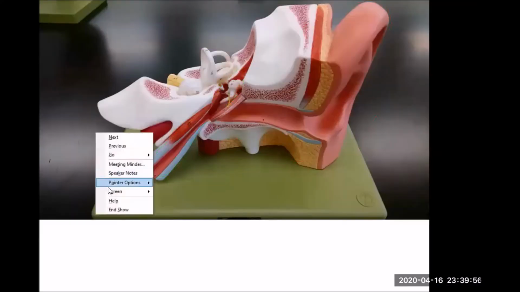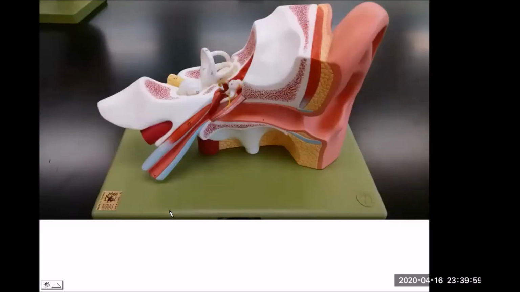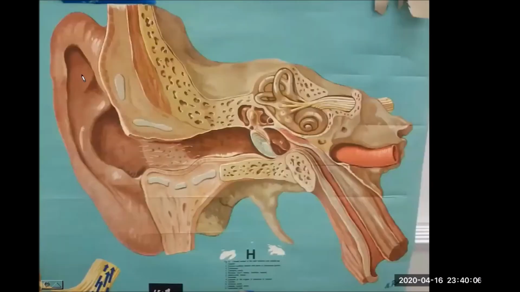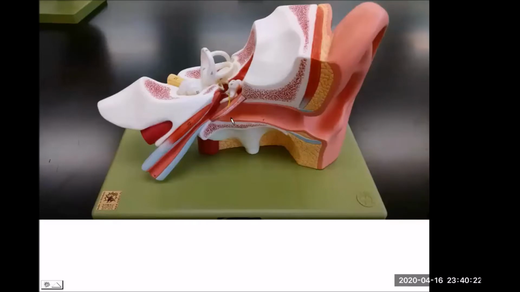So we have the model, and we'll start with the auricle. That's essentially just this funnel structure here on the side of our head, or another view of the auricle region. We can see down the canal of the external acoustic meatus. And at the end of that canal, this here is the tympanic membrane. We're just going back to the model. We see the view of the external acoustic meatus here. Not the best view from this angle for the tympanic membrane.